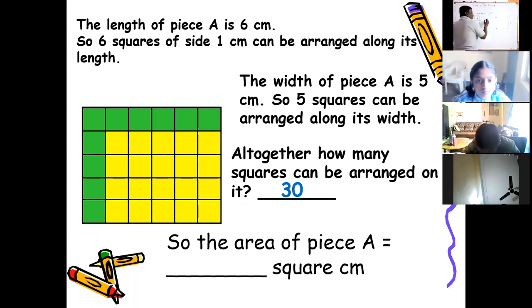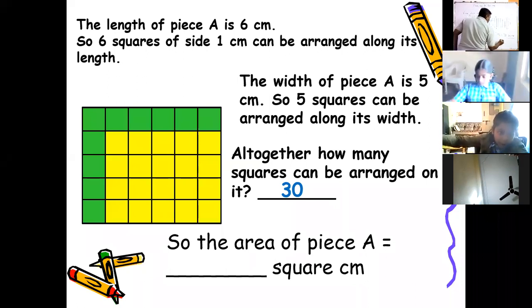Here also, 11 are there: 1, 2, 3, 4, 5, 6, 7, 8, 9, 10, 11. 11 small boxes, and 3 small boxes. 11 into 3 is 33 square centimeters. This can accommodate 33 boxes. The other can accommodate only 30 boxes. So this has the bigger area.